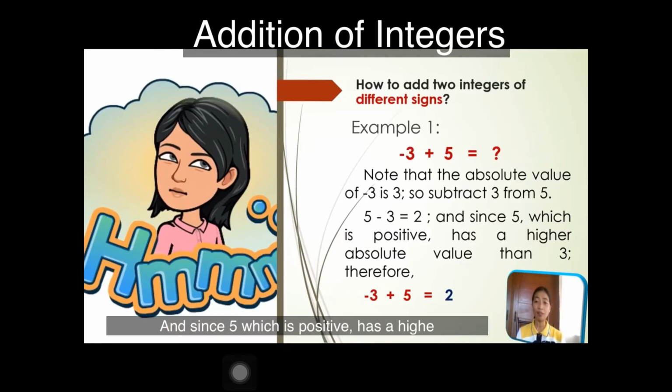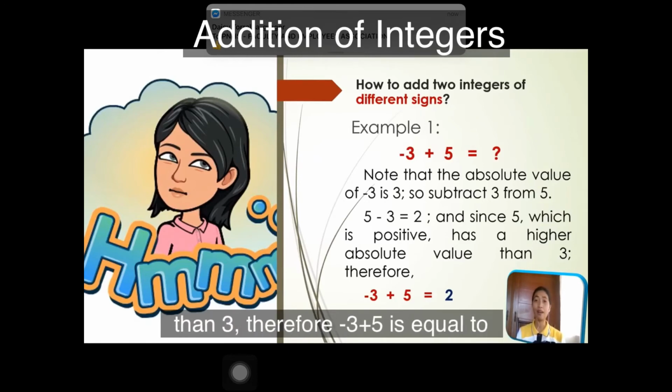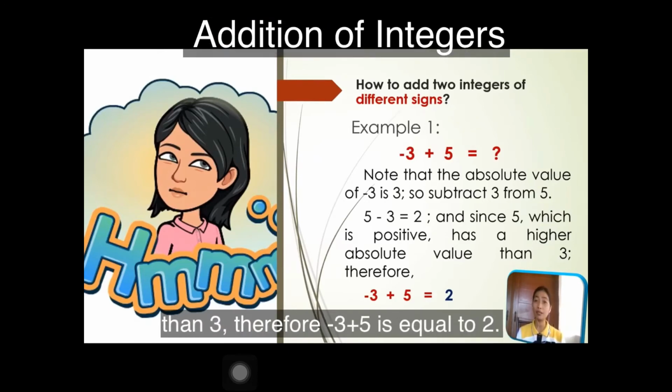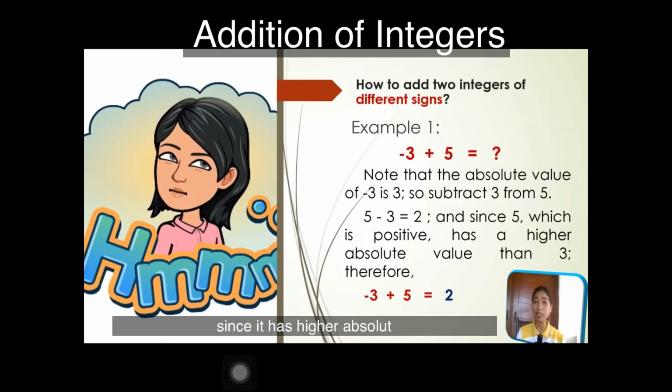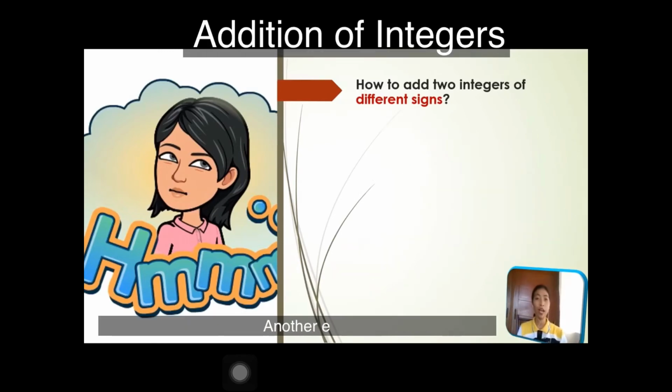And since 5, which is positive, has a higher absolute value than 3, therefore, negative 3 plus 5 is equal to 2, positive 2. We take the sign of 5 since it has the higher absolute value than the absolute value of negative 3. So we take the sign of 5. Okay? Another example on adding two integers of different signs.